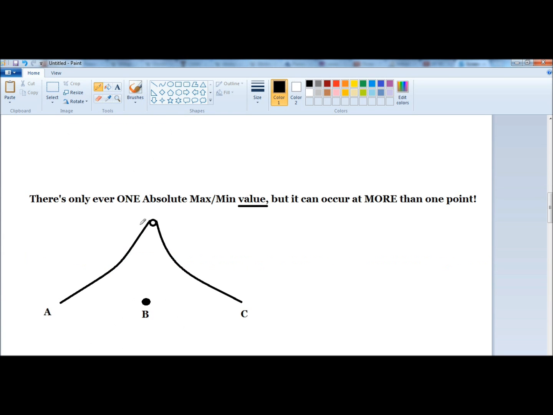Also, you should note that although there's only ever one absolute max and min value, because naturally there's only one highest or lowest value, this value can occur at more than one point. Like at this function, the absolute minimum is at A, B, and C, and the absolute maximum is undefined, or non-existent, because this point here is a jump.